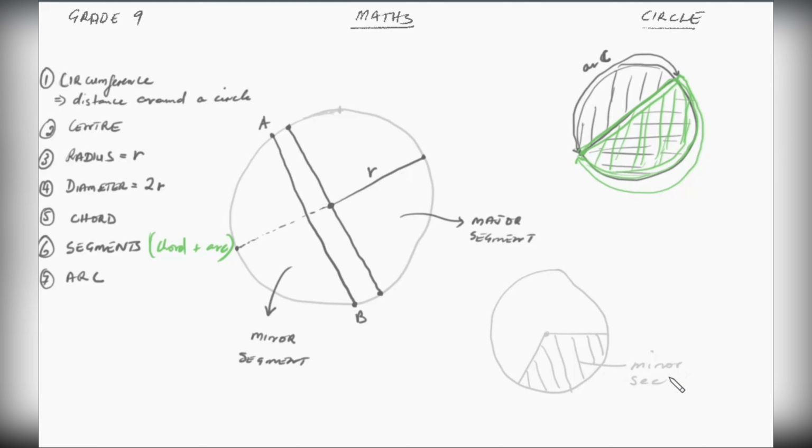Minor sector. So a sector is also a part of a circle. A sector is also a part of the circle. So we have a minor sector and a major sector.